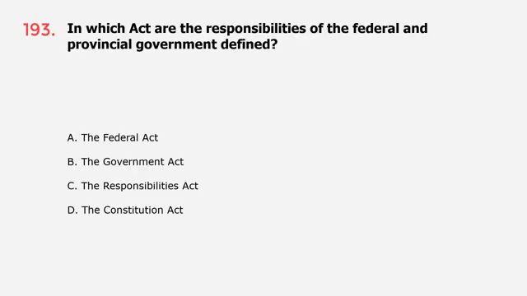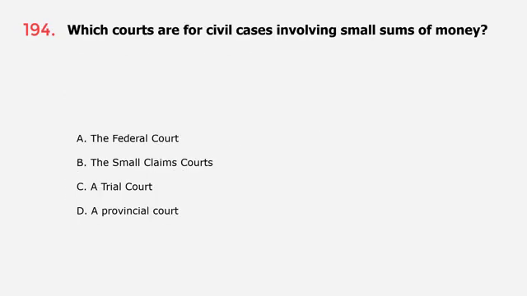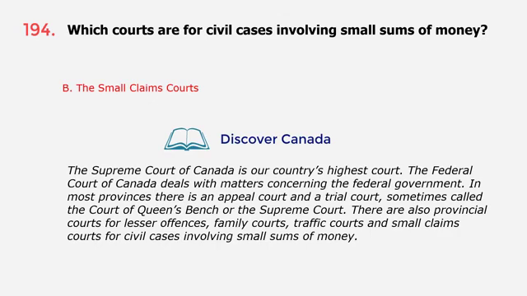Question 193. In which act are the responsibilities of the federal and provincial government defined? A. The Federal Act, B. The Government Act, C. The Responsibilities Act, D. The Constitution Act. The answer is D. The Constitution Act. Question 194. Which courts are for civil cases involving small sums of money? A. The Federal Court, B. The Small Claims Courts, C. A trial court, D. A provincial court. The answer is B. The Small Claims Courts.